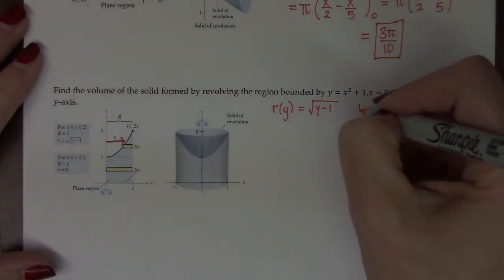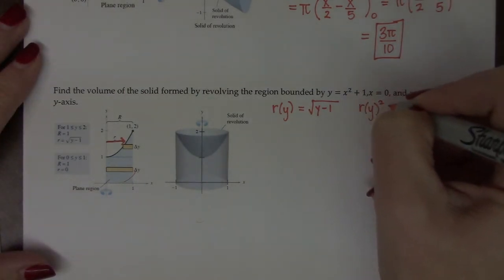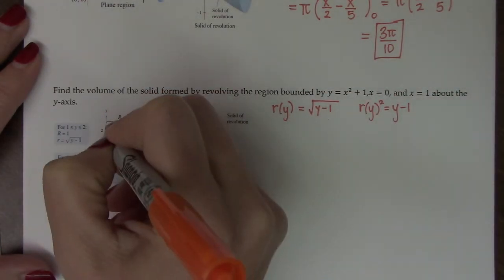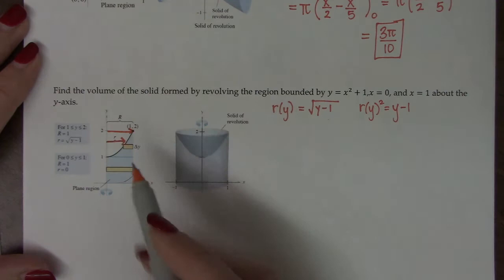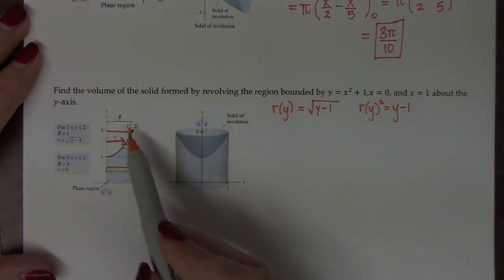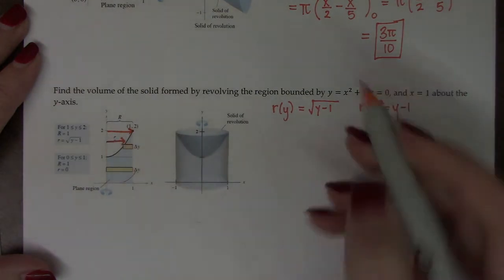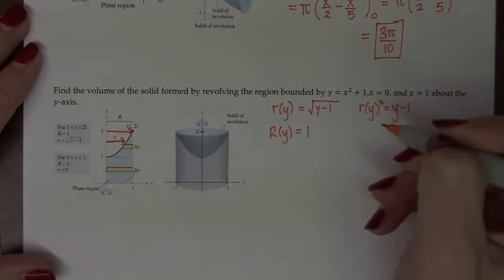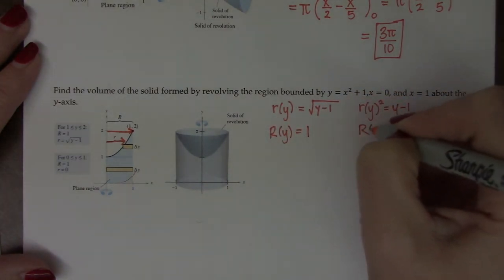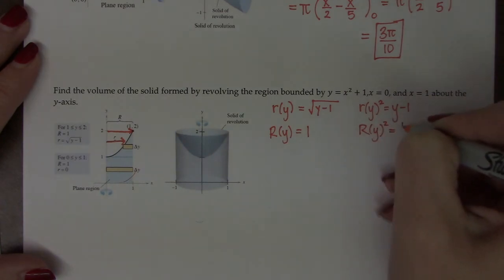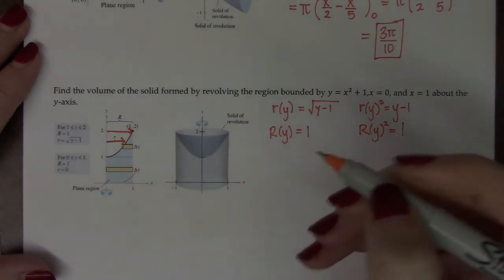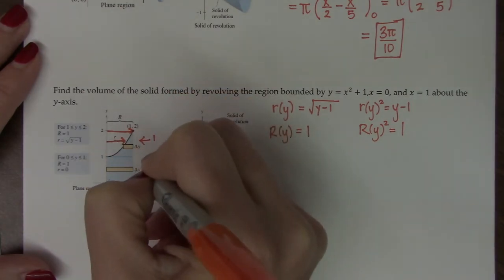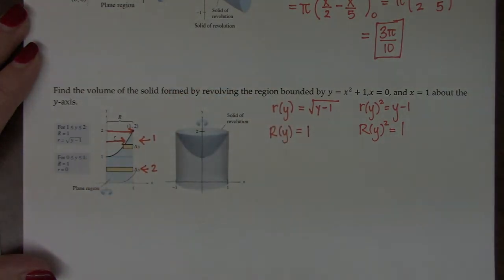So when I square the inner radius, I just get back y minus 1. The outer radius is measured all the way out to the outer edge, and that's just a constant 1, right? So the function big R of y is just 1. So when we square 1, we just get back 1. So I'm actually going to call this region here region 1, and this region here region 2.